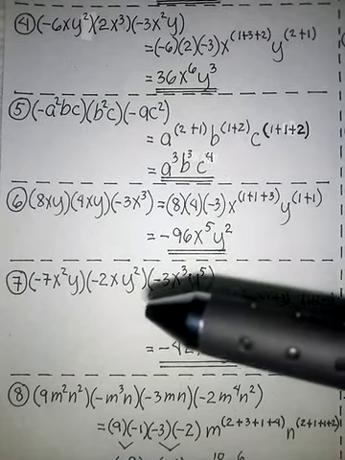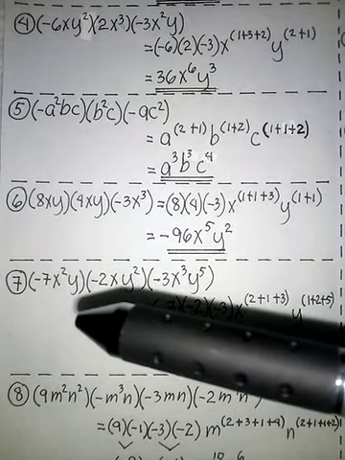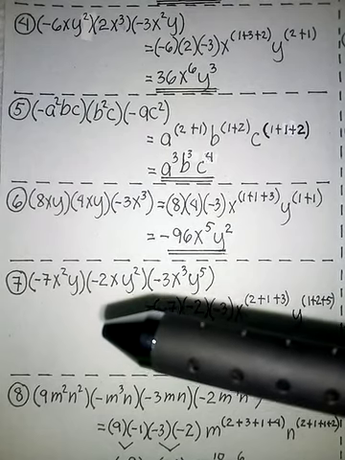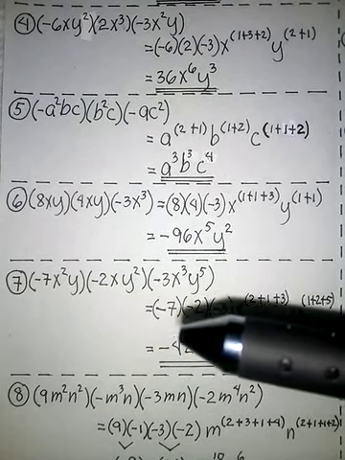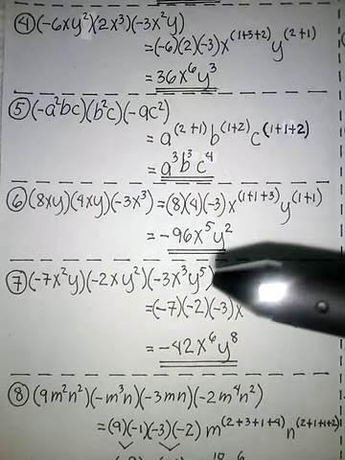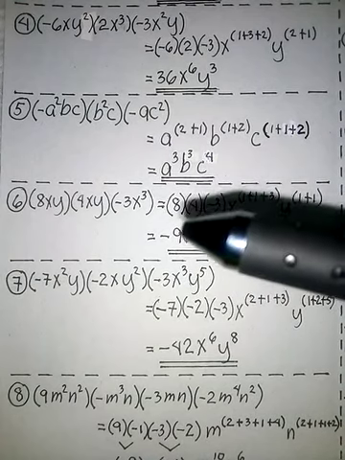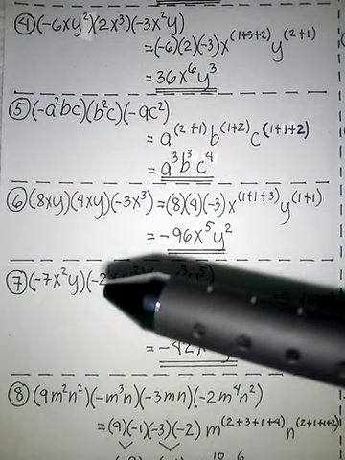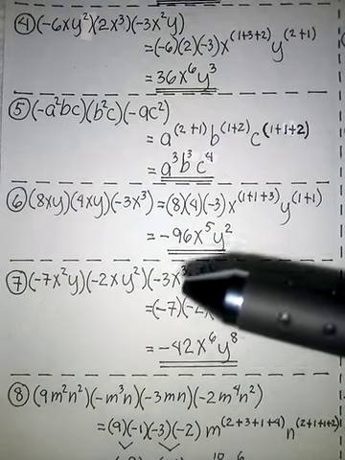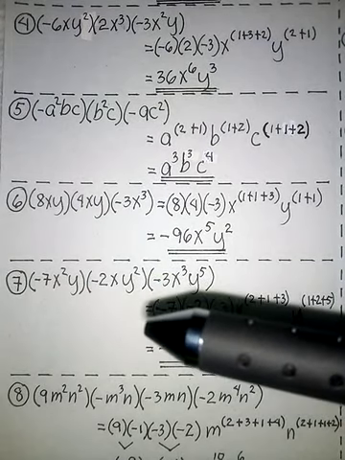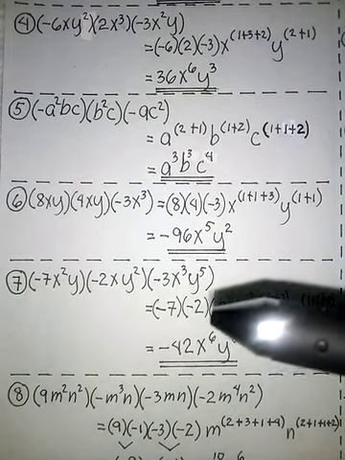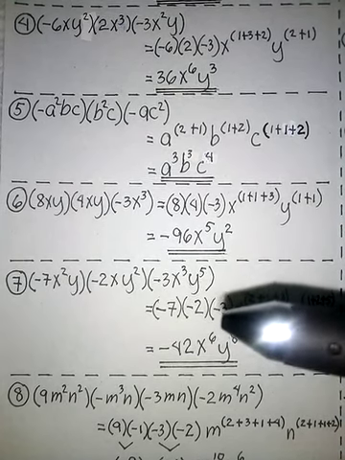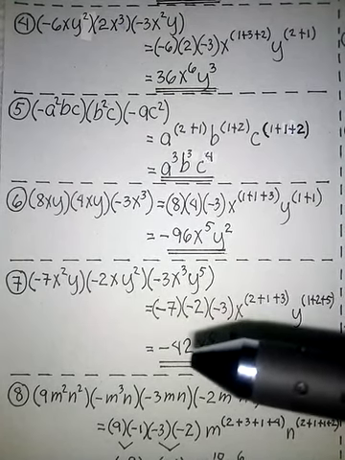So, number 7, we have negative 7x squared y multiplied by negative 2xy squared multiplied by negative 3x cubed y to the 5th. So, let's have the sign first. Negative times negative is positive. Positive times negative is negative. So, we have 7 times 2 equals 14. 14 times 3 is equal to 42.